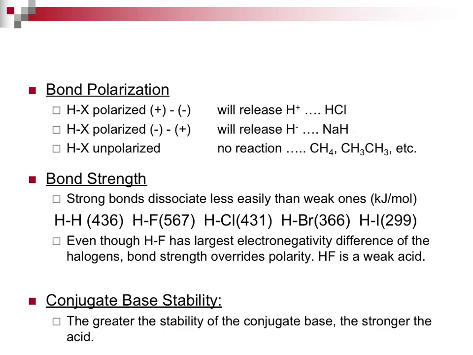If I move on to the next slide to become more detailed, bond polarization is where we put a partial positive, partial negative on the atoms in a bond. So something like acetic acid, when it's in water, will release H+. Here, the hydrogen is partially positive. Here, the chlorine is partially negative.